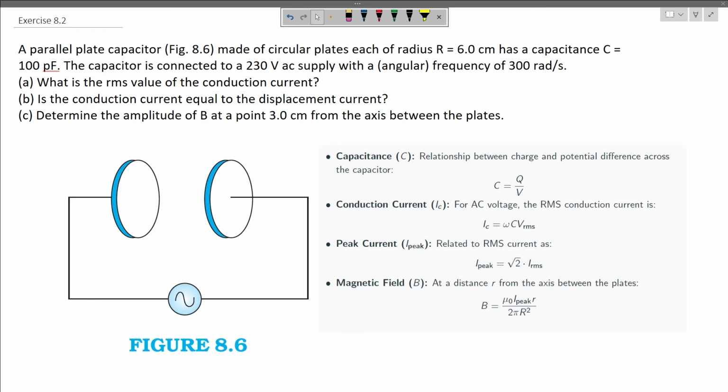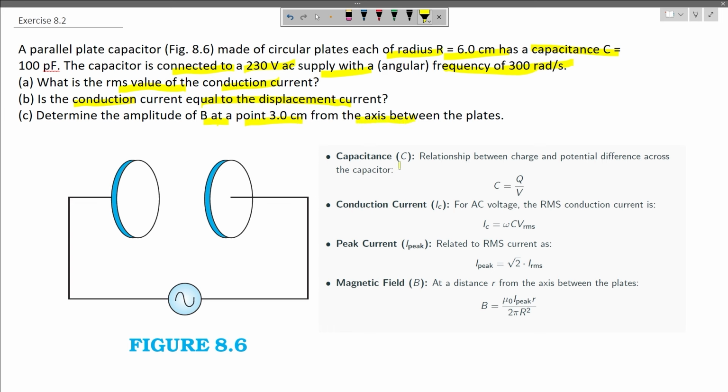The question says that a parallel plate capacitor in figure 8.6 made of circular plates, each of radius 6 cm, has a capacitance C equal to 100 picofarad. The capacitor is connected to a 230 volt AC supply with an angular frequency of 300 radians per second. Now we have to calculate what is the RMS value of the conduction current, and is the conduction current equal to the displacement current. And in third question, we have to determine the amplitude of B at the point 3 cm from the axis between the plates.